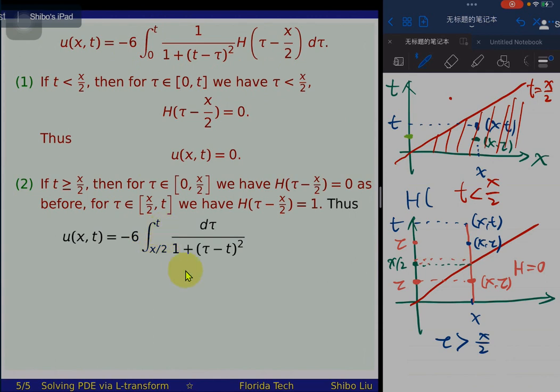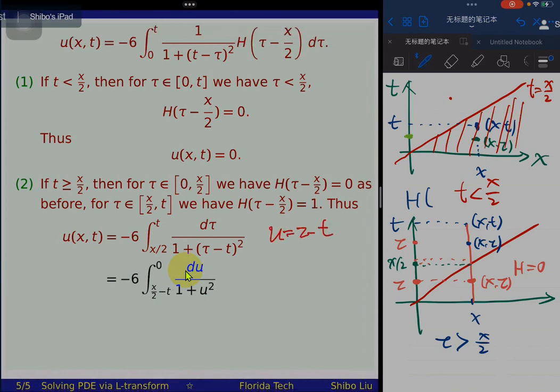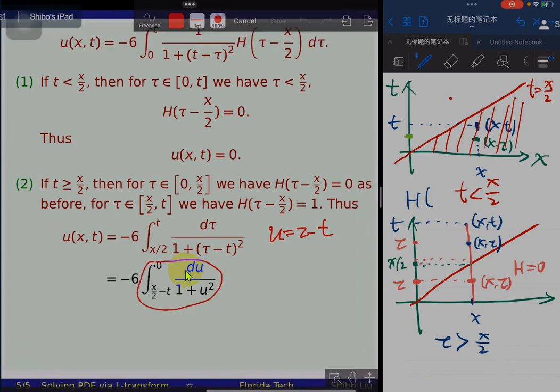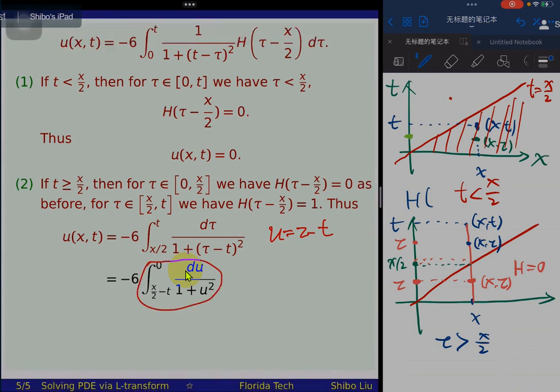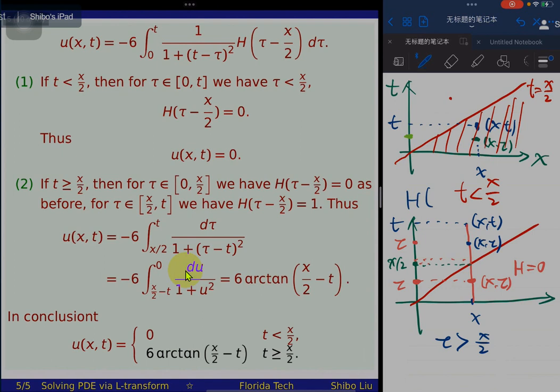And of course this integral is computable. Making a change of variable, let u equal tau minus t. Then the integral is transformed into this integral, and the antiderivative of this function is arctangent. So the final result is 6 times arctangent of half x minus t. So in conclusion, our solution is 0 when t is less than half of x, and when t is not less than half of x, u is 6 arctangent of half of x minus t.